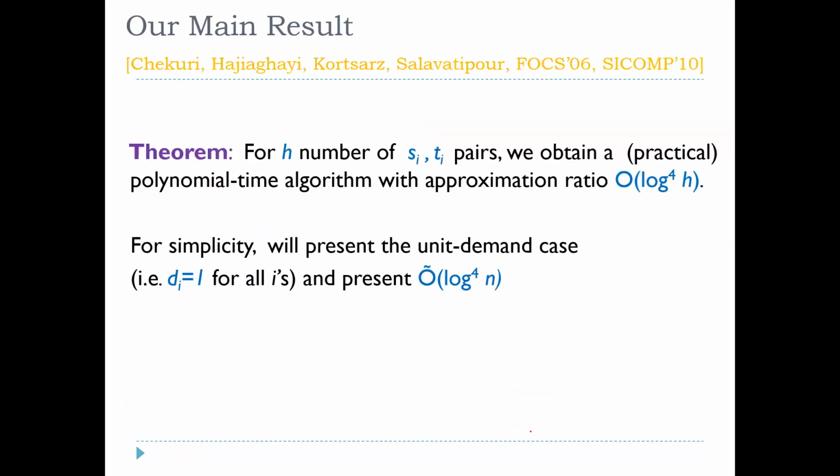That was actually a very big open problem that we could solve. We could show that with h source-sink pairs, we can obtain a polynomial time algorithm with approximation ratio order log h to the 4. This has later been improved. Here we are just writing log n to the 4 with an O-tilde, and we are assuming d_i is equal to 1, but you get the general idea. This is one of the algorithms that I am very proud of, because it is the one algorithm that I can describe in a talk. You will see the whole algorithm here.